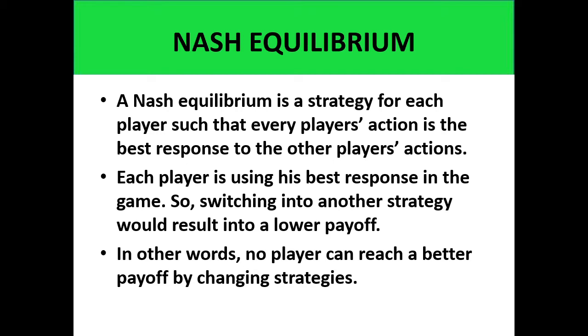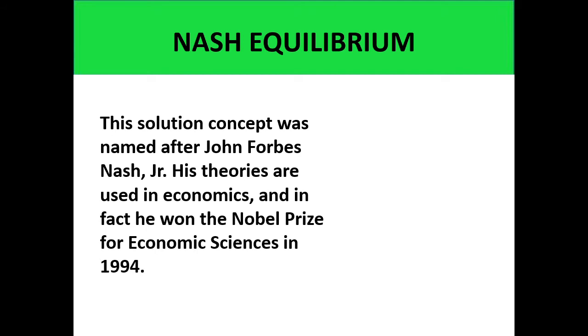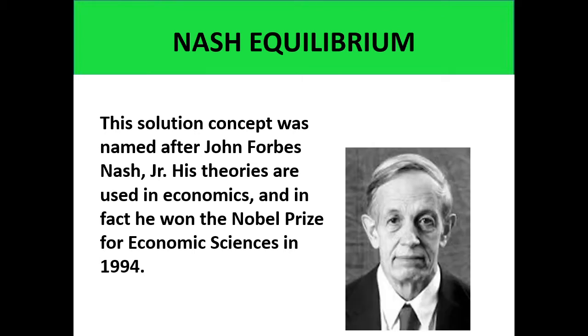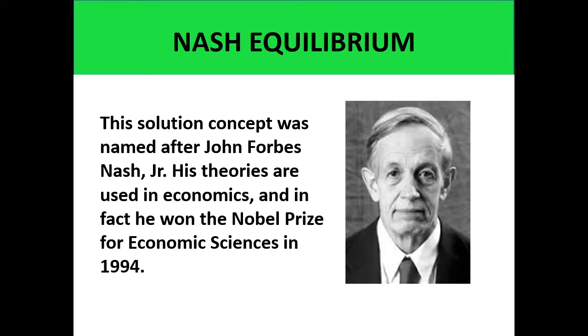So, as mentioned earlier, the analysis is by reaction. We ask, what should the player do in case the other player has already made decision? So, this solution was formed by John Forbes Nash in his theories concerning economics, and this has won Nobel Prize in 1994. If you watch the movie A Beautiful Mind, then that is his life story.